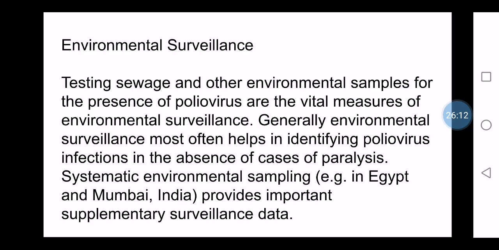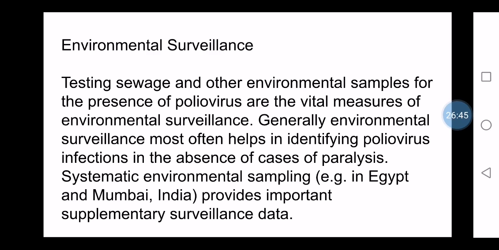Then when we talk about environmental surveillance, the testing of sewage and other environmental samples for the presence of poliovirus are the vital measures of environmental surveillance. As part of environmental surveillance, what do we have to do? We have to take samples from the sewage and other environmental samples, from stagnant water or from waste, and check for the presence of polio virus.